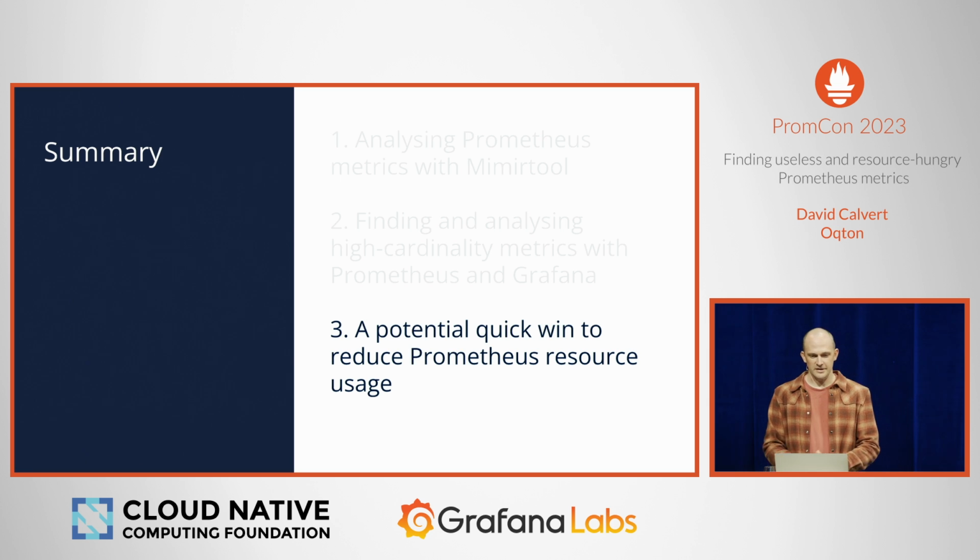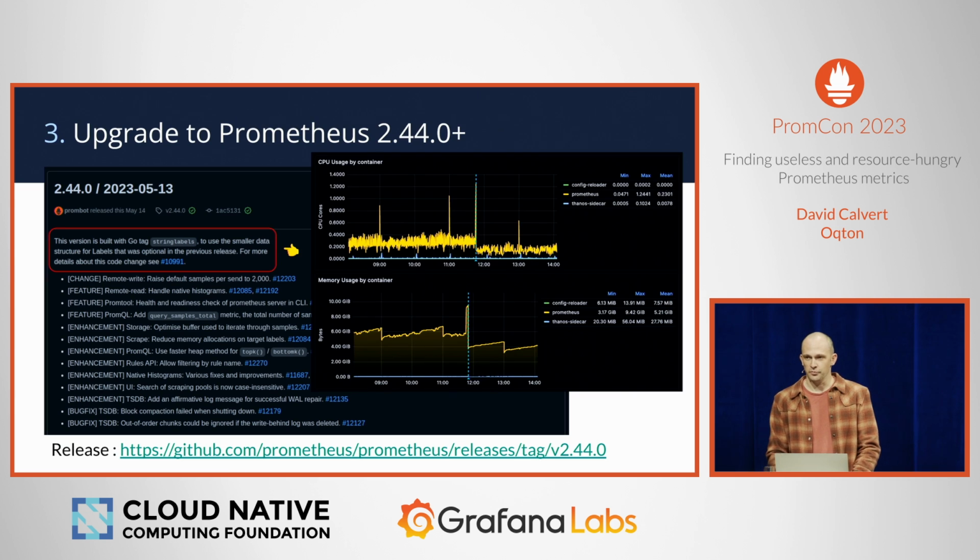To finish, I would like to end on a potential quick win to reduce Prometheus resource usage. You may have heard this morning during the What's New in Prometheus land that there was a memory optimization using string labels that is now enabled by default after Prometheus 2.44. Actually, it will also reduce CPU usage. If you haven't upgraded to this version or a newer one, you should consider it, because it's a free optimization down the road alongside all the enhancements that are part of the changelog.